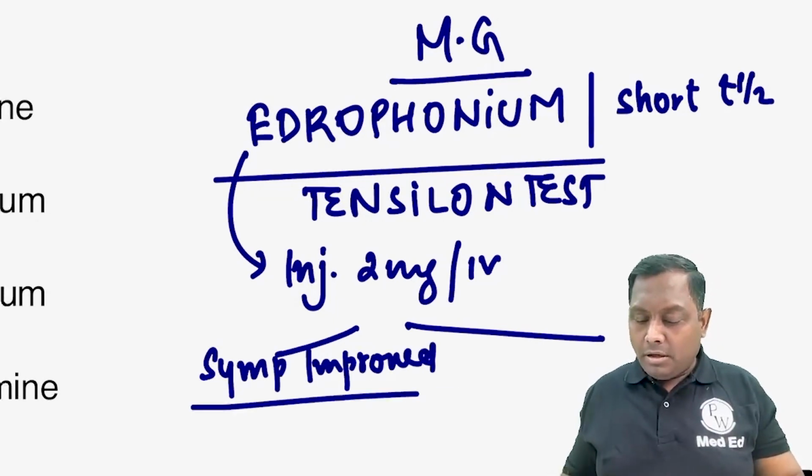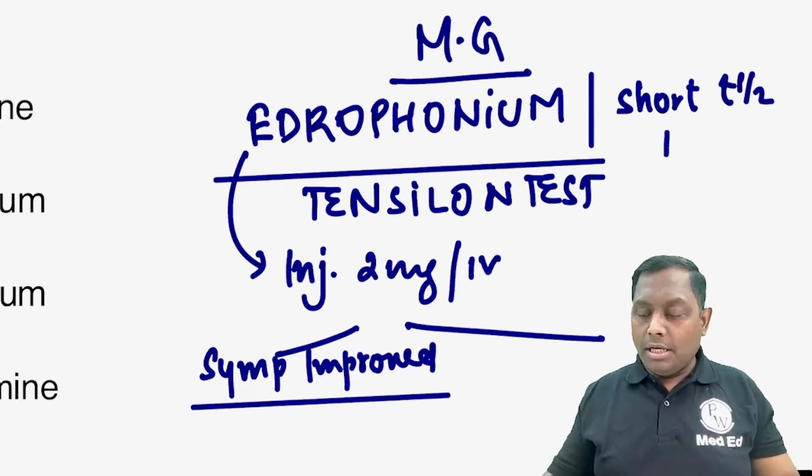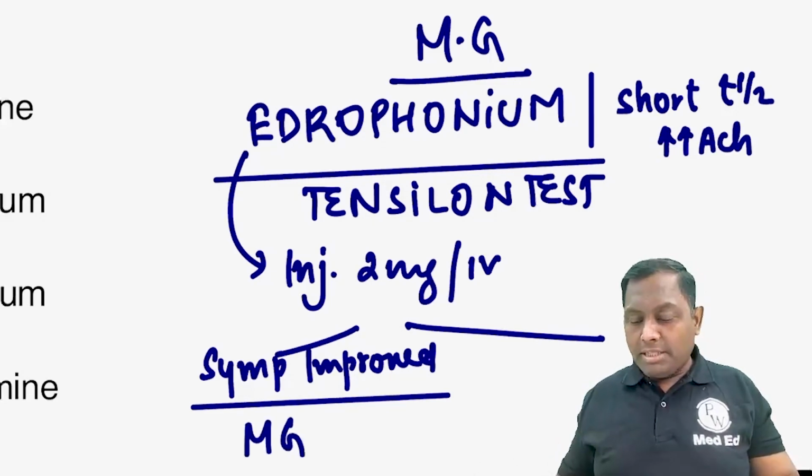that means the autoantibodies were mainly occupying the site, and after giving edrophonium, a reversible acetylcholinesterase inhibitor, it can always increase the level of acetylcholine. So symptom improved means most likely it is a case of myasthenia gravis.